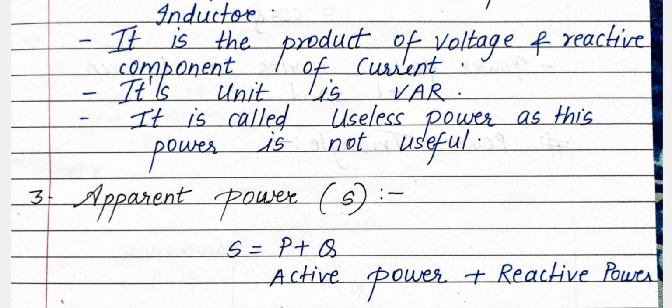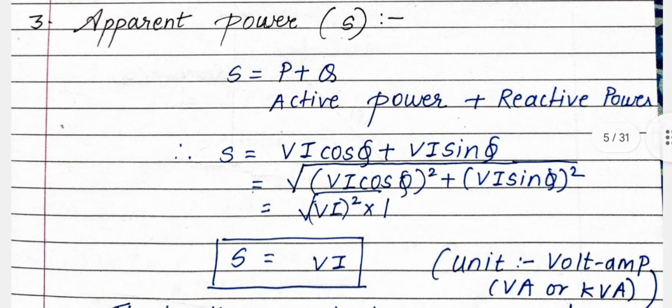Then apparent power, it is denoted by S. This is the third type of power. Remember, it is just the addition of active power and reactive power. So you can write simply S is equal to P plus Q, that is active power plus reactive power, and just you have to add their formulas. Simple, that is S is equal to VI cos phi, which is our active power, plus VI sin phi, which is our reactive power. Now remember this step. In this step you have to put square root and square inside the bracket. Okay, for simplicity you will get under root of VI cos phi the whole square plus VI sin phi the whole square.